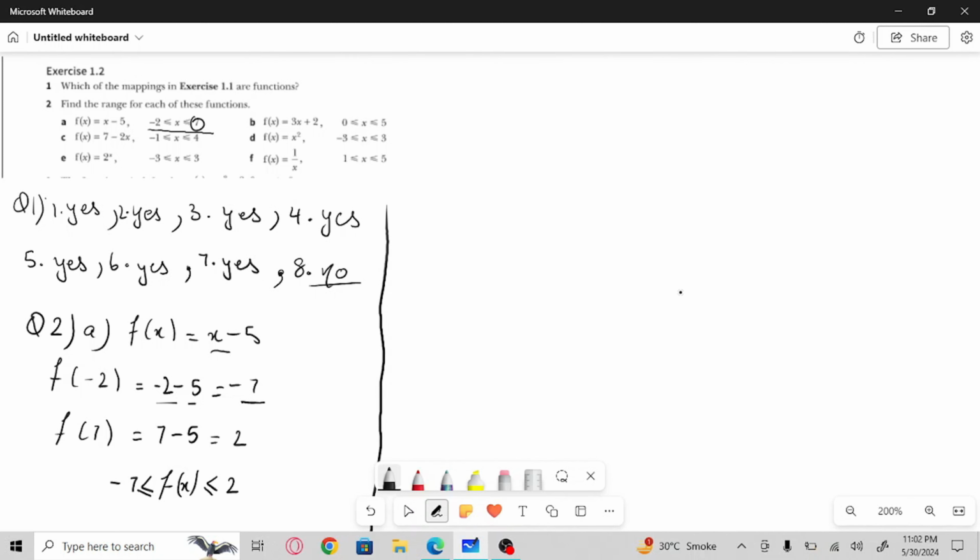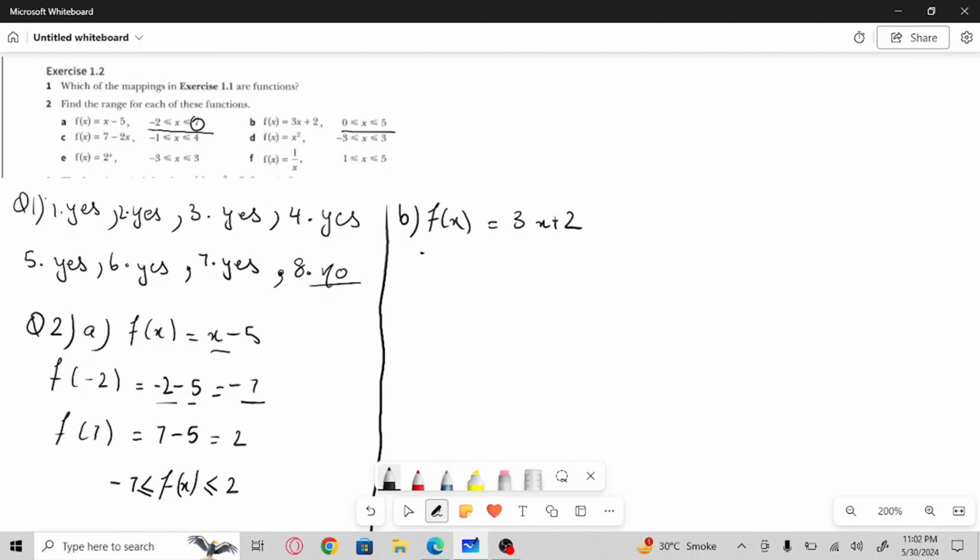So if we just proceed, squiggly line. So on to question 2b. And if we see here, the function of x is equal to 3x plus 2. For the conditions, we are given that x is greater than or equal to 0, but is less than or equal to 5. So again, we are going to take the minimum and the highest value.